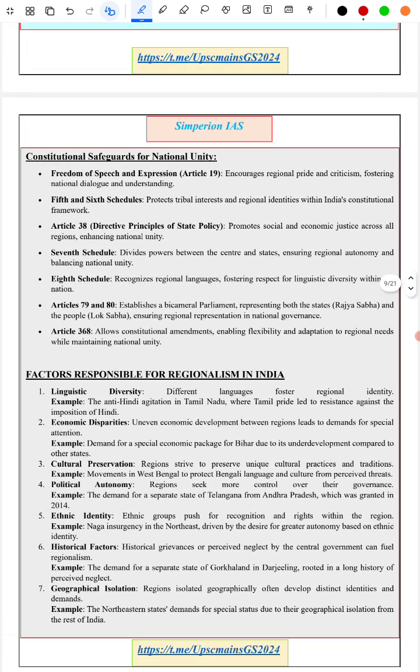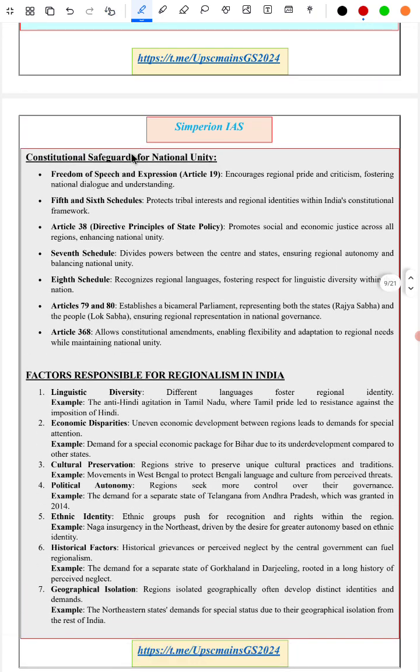Next important is constitutional safeguards for national unity. India is a country with diversity, unity in diversity, so accommodating this diversity is very important for national unity. Like the 5th and 6th Schedule, giving autonomy to tribal areas and helping them preserve their culture, in a way safeguarding national unity. The DPSP promotes socio-economic justice across all regions. There is the 8th Schedule, recognizing the regional languages. So we have covered everything: constitutional safeguards, by accommodating the diversity in the country, help national unity.